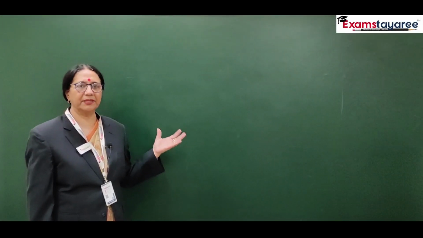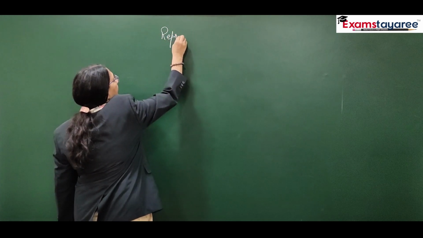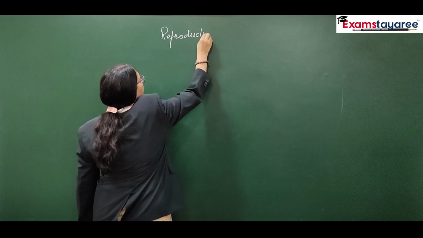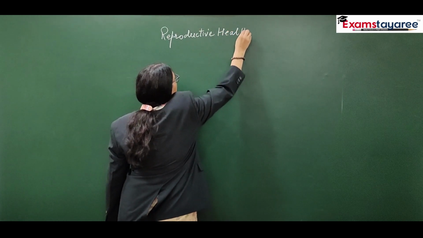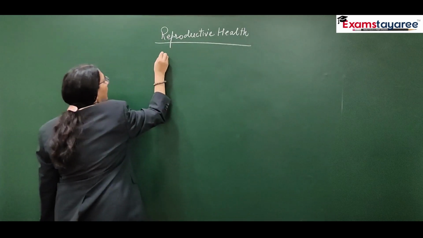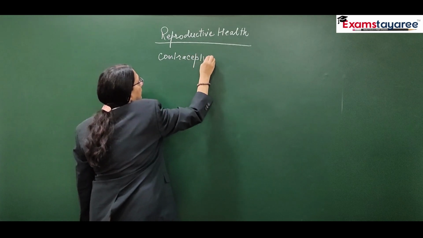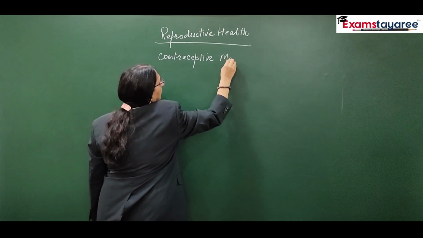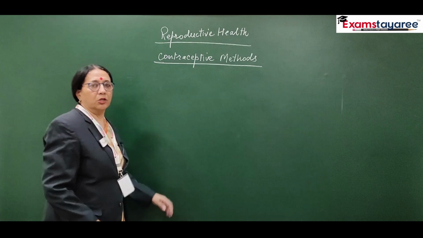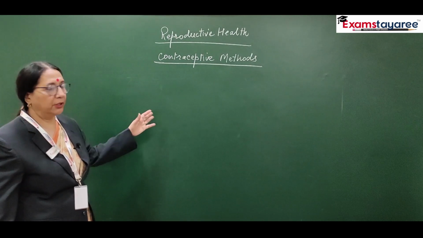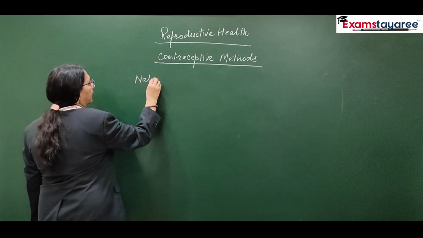So let us take different methods one by one. As you know, the topic is reproductive health. And the topic we are taking up today is contraceptive methods. So the first contraceptive method which I have shown in flow chart is natural method.